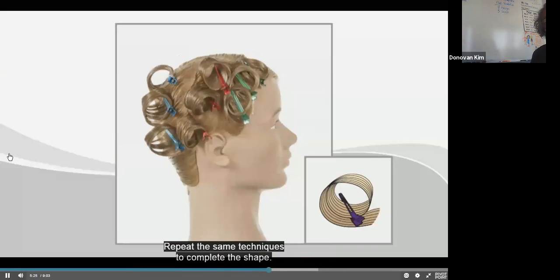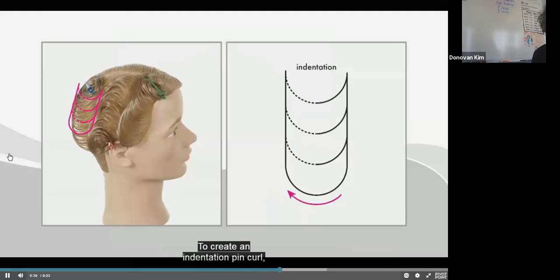Indentation pin curls have a flat base while the stem and circle are lifted. Indentation pin curls are used to create hollow space and flare. They generally follow volume pin curls in a hair design. To create an indentation pin curl, a clockwise oblong is molded first. Indentation pin curls begin at the concave end.